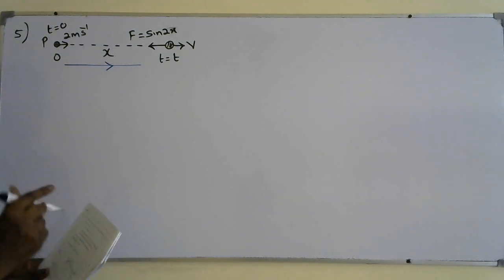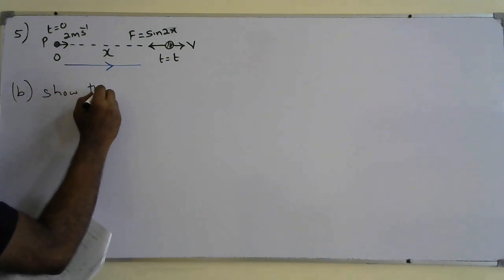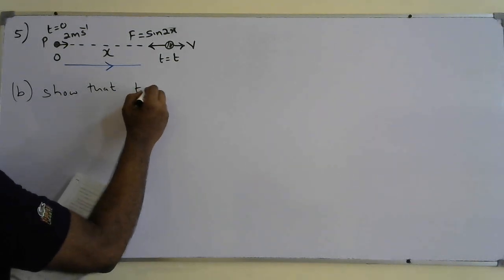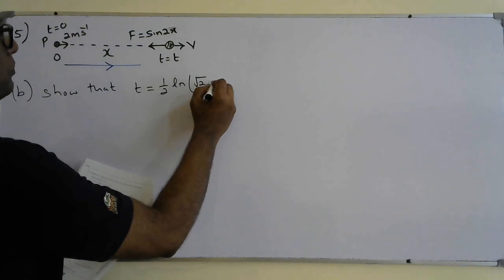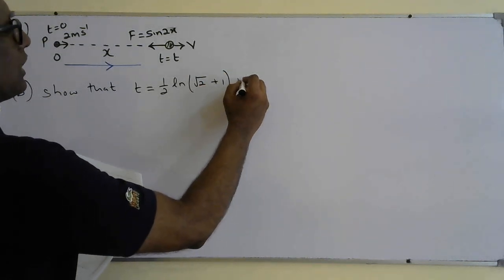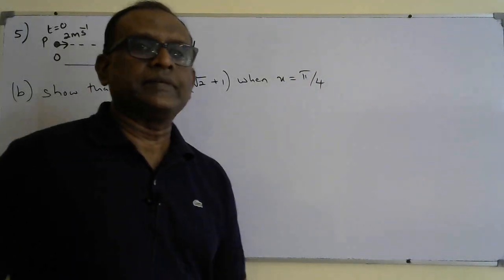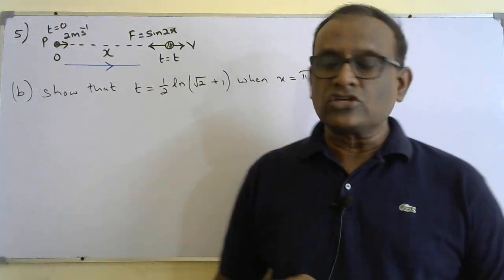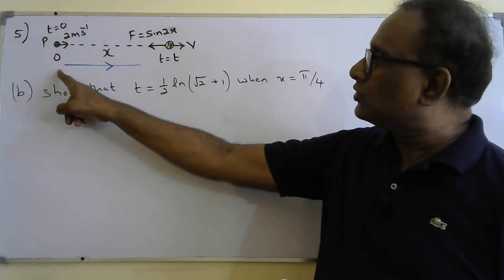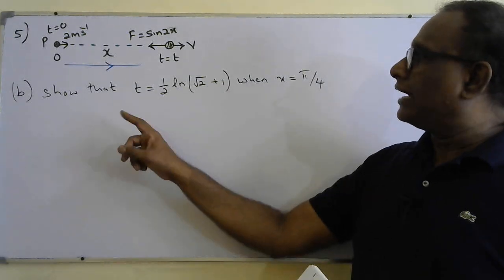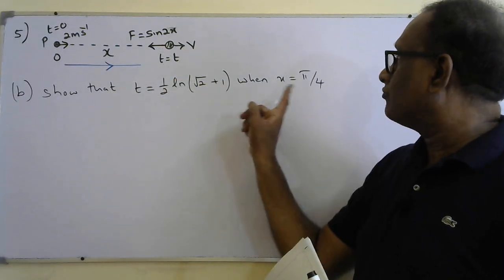Now part B, it says show that t is equal to half ln (root 2 plus 1) when x equals pi by 4. So that's the thing we need to show. That means the time taken to move a distance of x equal pi by 4 is this much. We know that when t equals 0, x equals 0, so we need to find what will be the time elapsed, or how much time it will take to complete a distance of pi by 4.